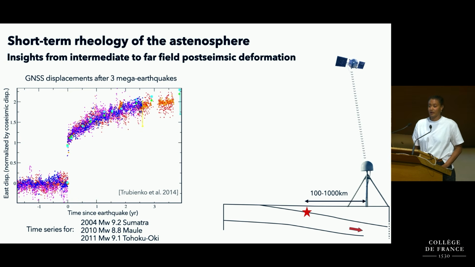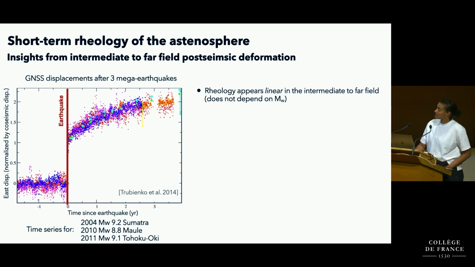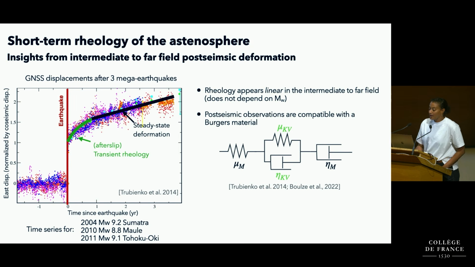And the first thing that you can see is that for those 3 major earthquakes, Sumatra, Maule, and Tohoku, deformation after the earthquake is pretty similar, meaning that we don't see major differences between different subduction zones. The second thing you can see is that those major earthquakes have different magnitudes but similar response. And this means that probably in the intermediate to far field, the asthenospheric rheology is linear and not magnitude dependent or stress dependent. You can model this to first order with what we call a Burgers rheology, where you have a fast response after the earthquake, within maybe a year after the earthquake, and then a steady state deformation.